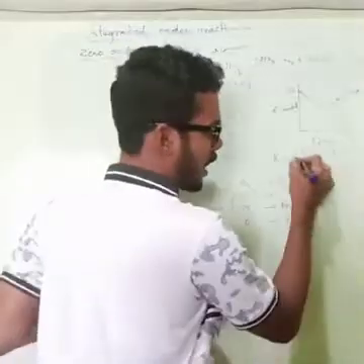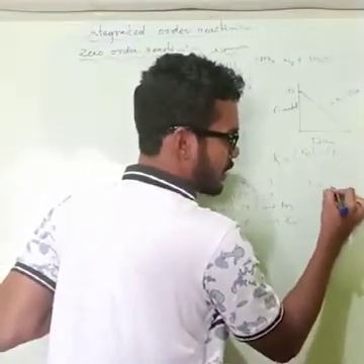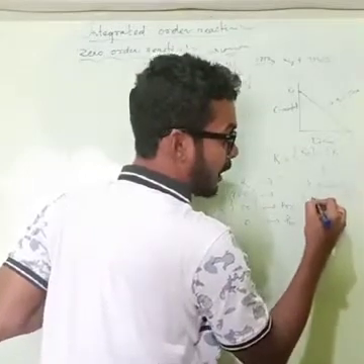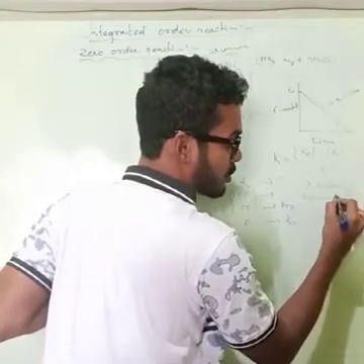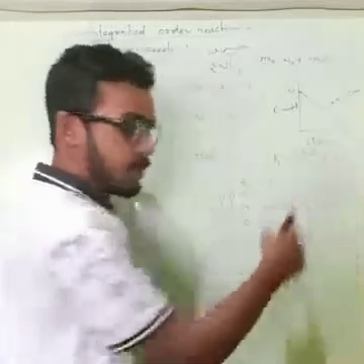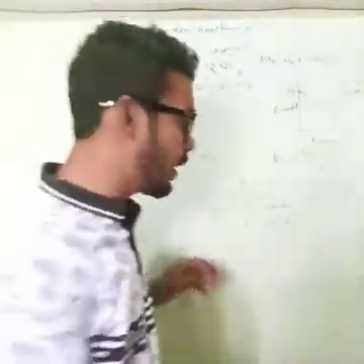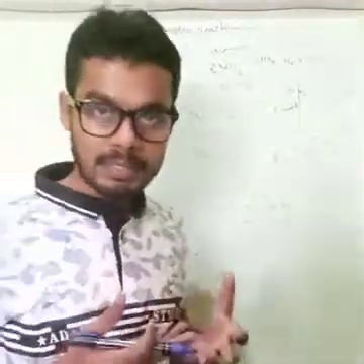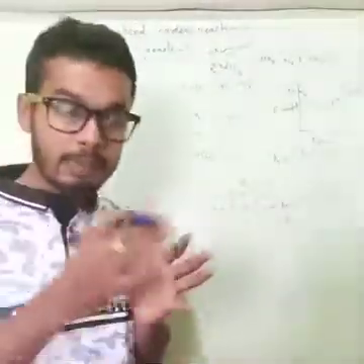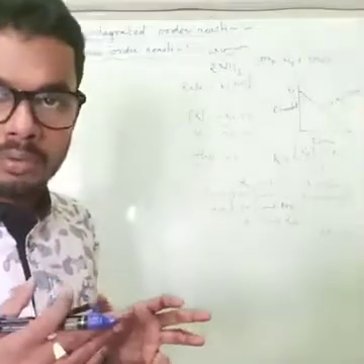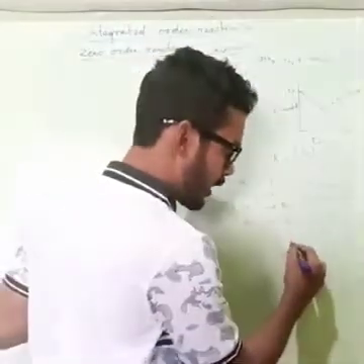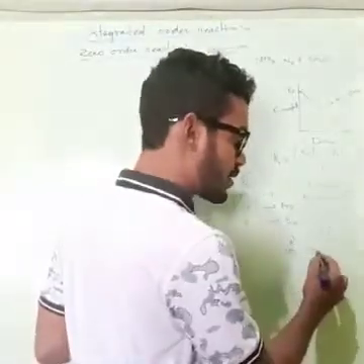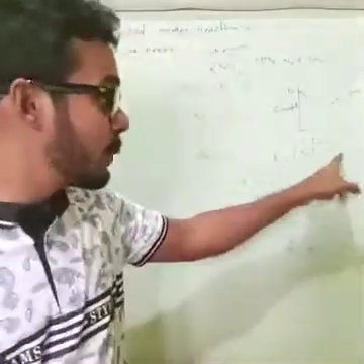What is R naught? R naught is the initial concentration. R is the remaining concentration. If I say 10% is completed, a reaction completes 10%, means how much? R naught is 100. If I say 10% completed, the remaining is 90. So the remaining will be 90 here.